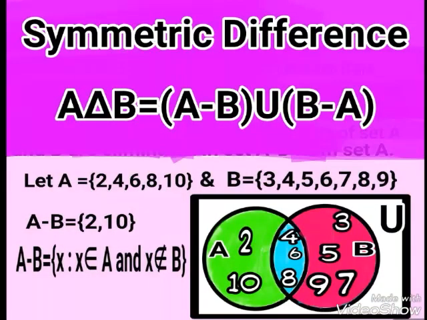Now we read the symmetric difference of sets A and B. The symmetric difference of sets A and B is represented by this sign like a triangle, and we call it symmetric difference. A symmetric difference B equals A minus B union B minus A.